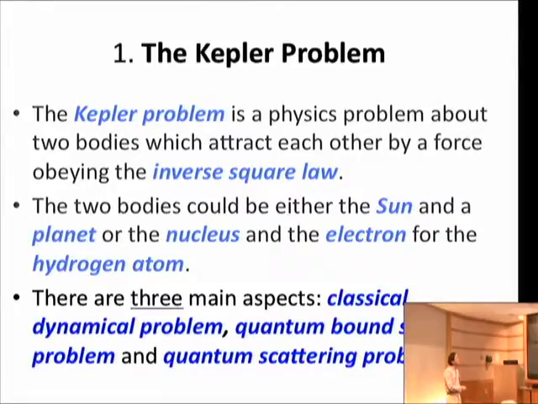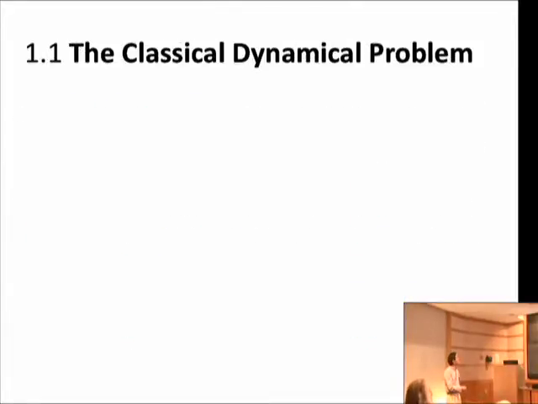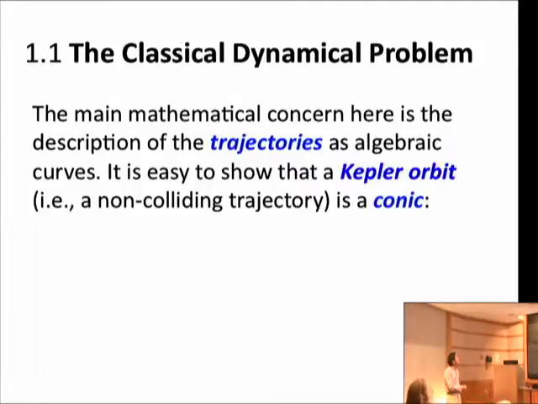And there are three main mathematical aspects. The first one is a classical dynamics problem. The next one is a quantum bound state problem. The third one is a quantum scattering problem. For the classical dynamical problem, the main mathematical concern is the description of trajectories as algebraic curves. And it is easy to show that a Kepler orbit is a conic.